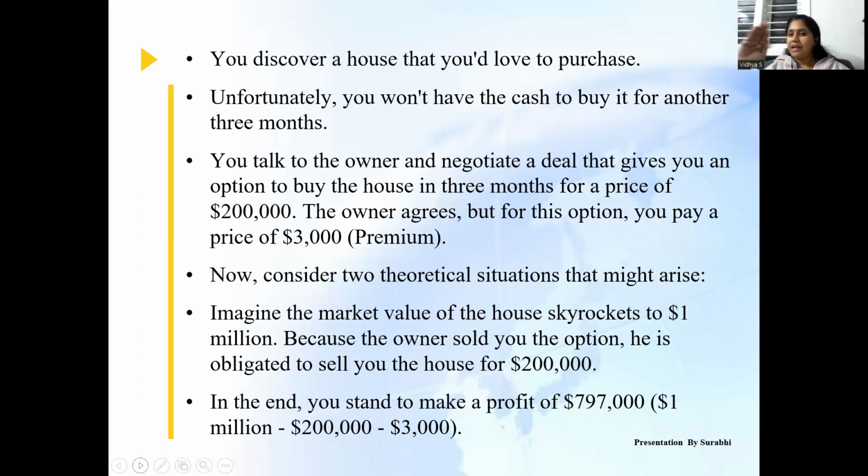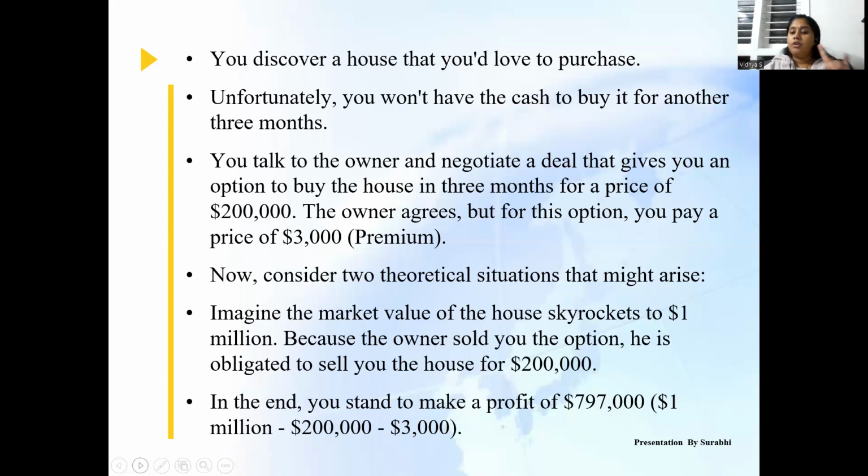It is generally like how it happens here. Once you like a house, you could give a token advance, right? That is your premium. That is the 3,000 as a premium that you are going to give them. This is one situation. Now consider two theoretical situations that might arise. You are ready to pay the 3,000 as your initial advance. That is your premium.